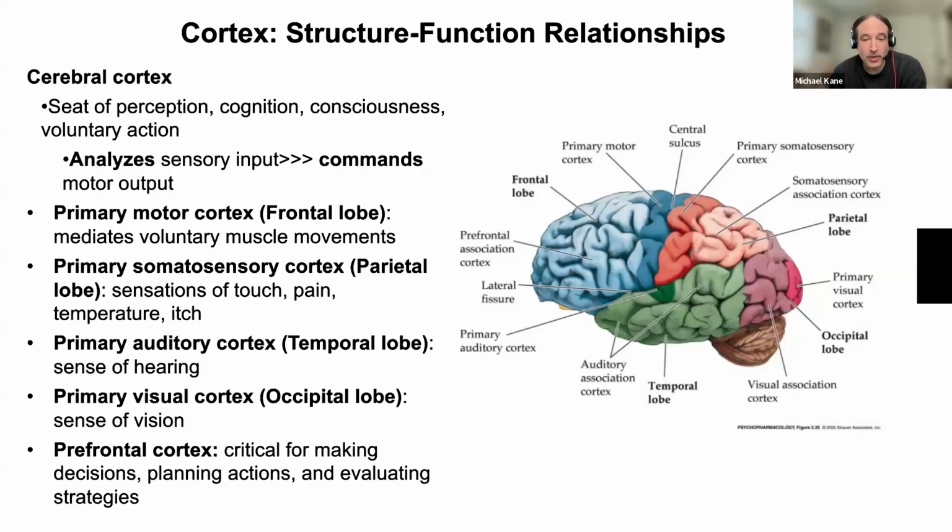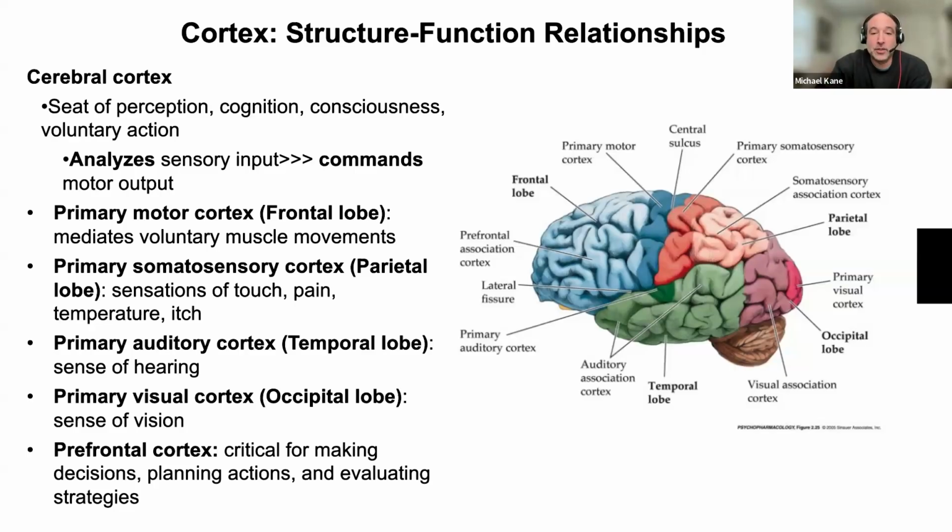So overall, the cerebral cortex is this large structure that encompasses all the four major lobes, and if we try to talk about one single function that the cerebral cortex does, that would be really hard. It does so many different things. So as you can see on the screen, we try to break it down a little bit, and we say that cerebral cortex is the seat of perception, cognition, consciousness, and voluntary action. And that's a lot of different things. And this is why we have to subdivide this cortex into a number of different regions.